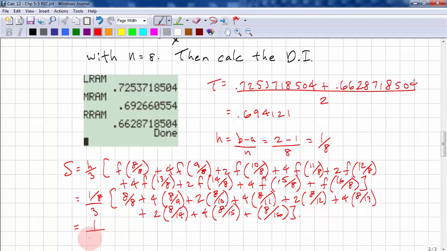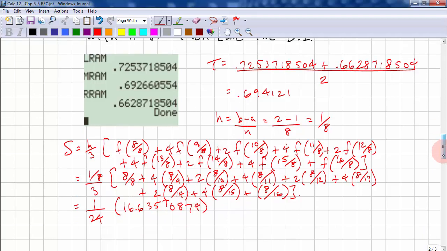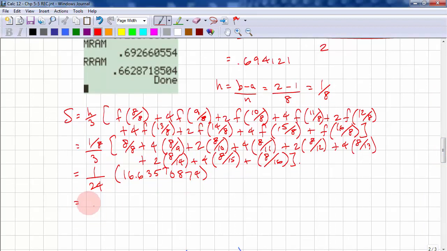So this is 1 over 24 times 16.63570874. This gives us an approximation of 0.69315453.